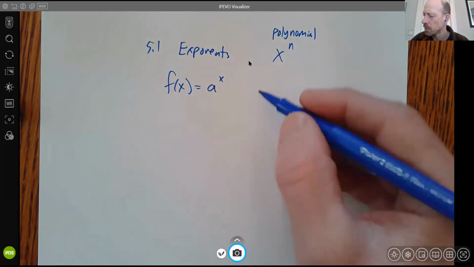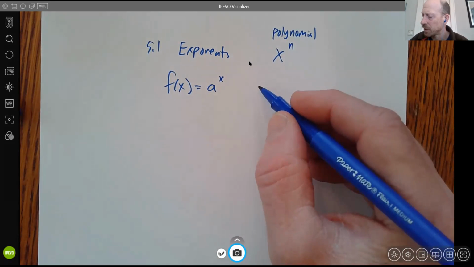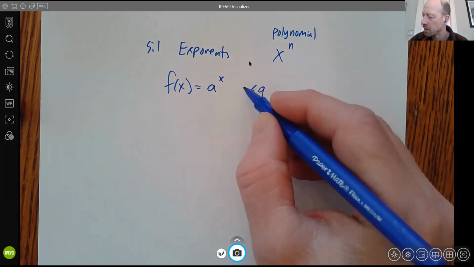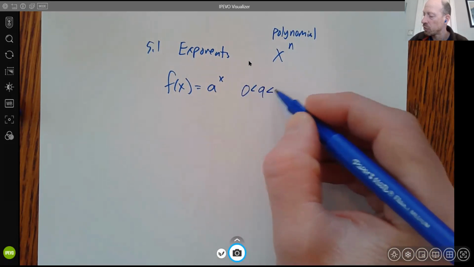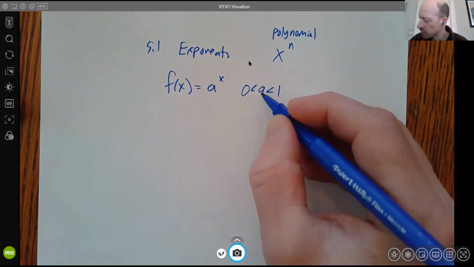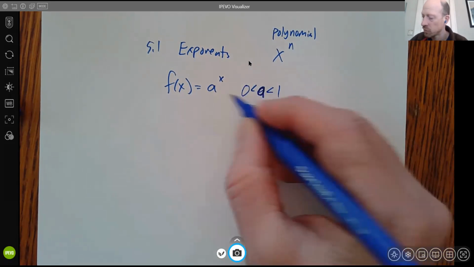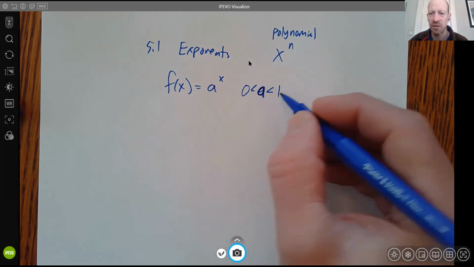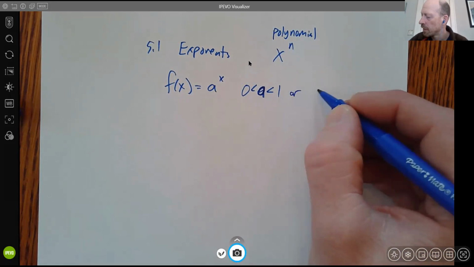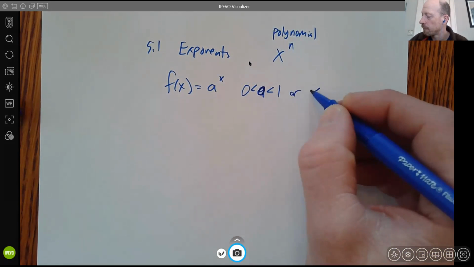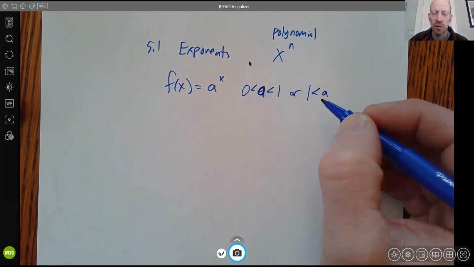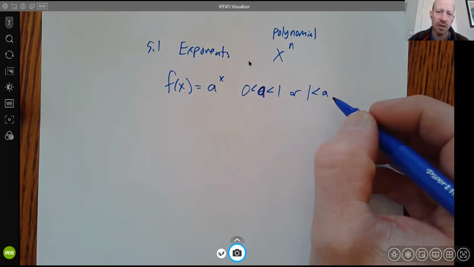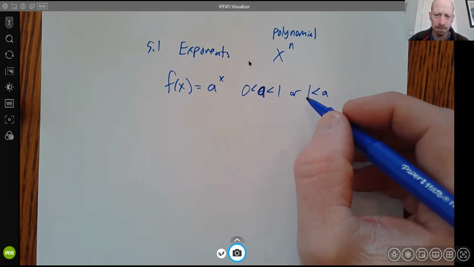And the base for an exponential equation, we have sort of two options. That's a. This value has got to be bigger than 0 and less than 1, or it can be bigger than 1. So basically, it's got to be positive, but it can't equal 1.